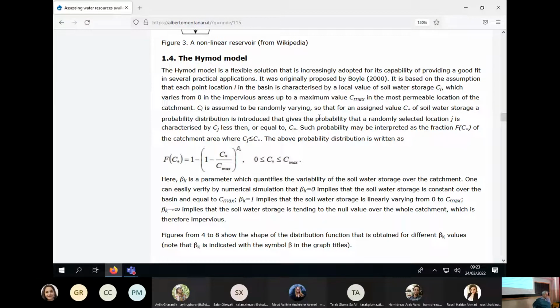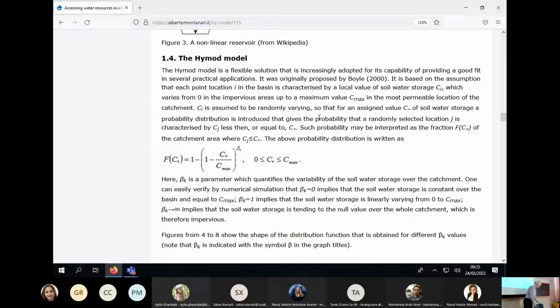I think last time we got more or less to the point of the equation that you see on the screen, which describes the fraction of the considered catchment that has a soil infiltration capacity lower than a given value C star. This is what we discussed last time.